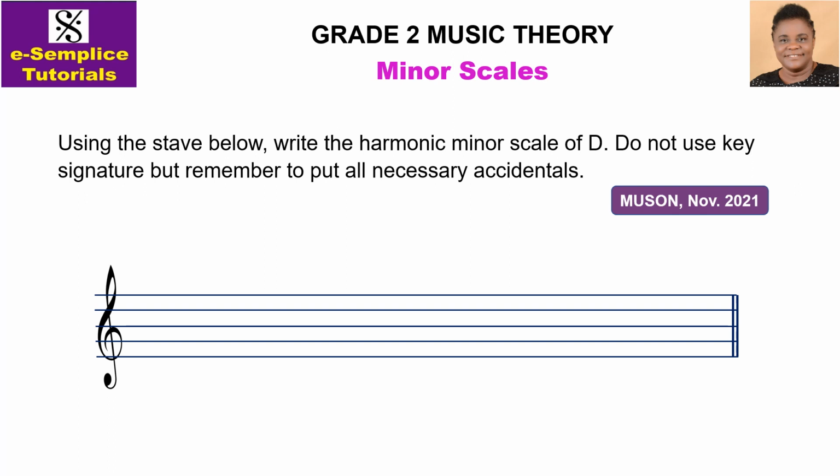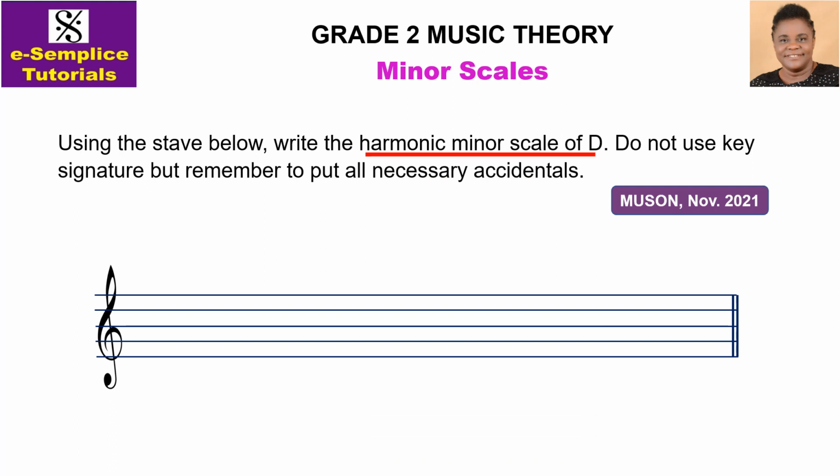This question is from Muson exam November 2021, and it says, using the stave below, write the harmonic minor scale of D. Do not use key signature, but remember to put all necessary accidentals. It is good practice for you to just highlight the requirements in the question. Let's go and just do that now.